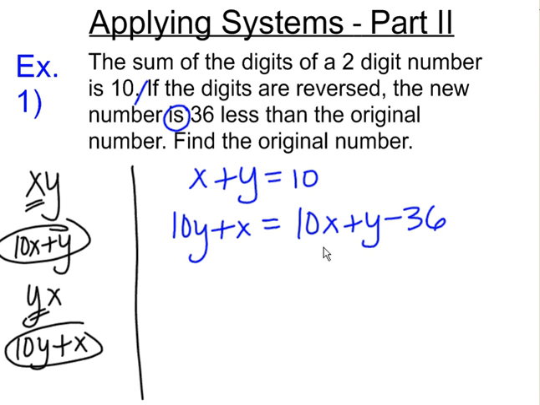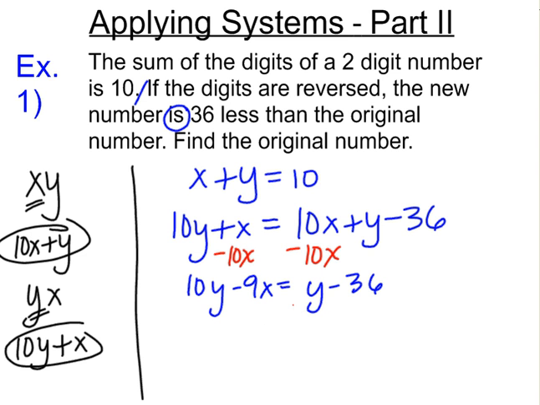So we'll take a look at this second equation, and we're going to start out by collecting like terms. I'm going to first subtract 10x from both sides, giving me 10y minus 9x equals y minus 36. I'm then going to subtract 1y from both sides. That gives me 9y minus 9x equals negative 36. So now I have my two equations: x plus y equals 10, and my other one, 9y minus 9x equals negative 36.